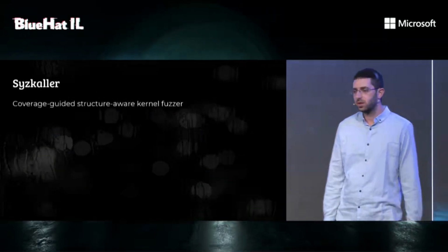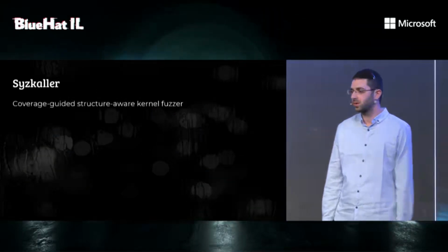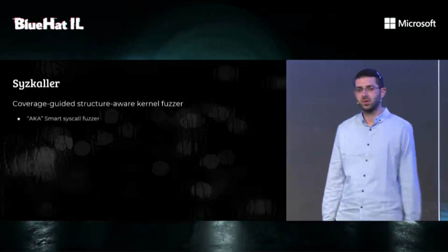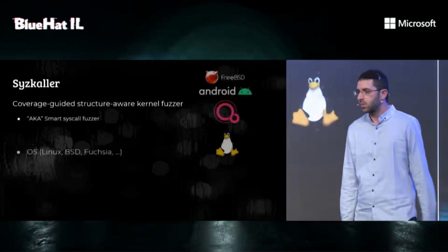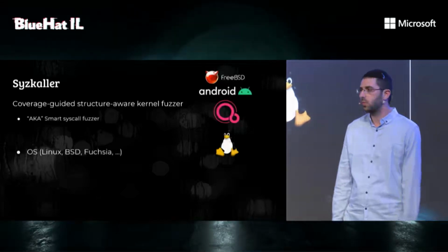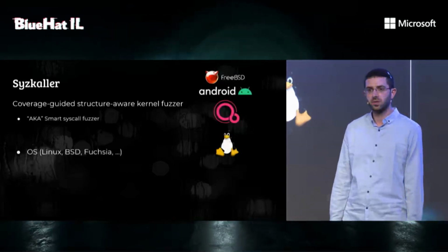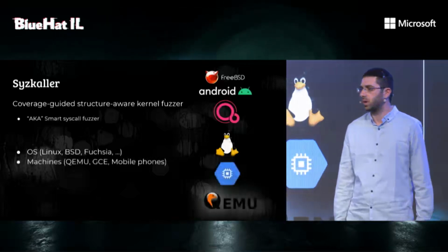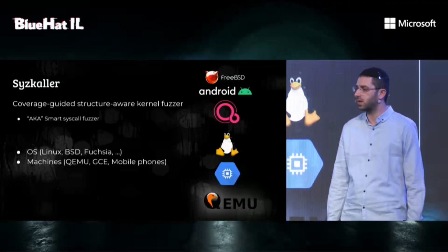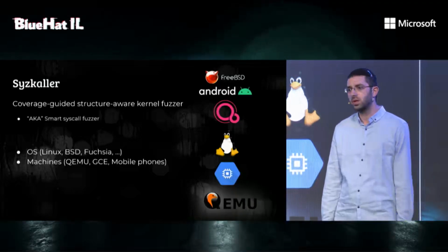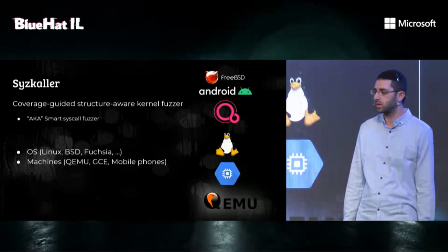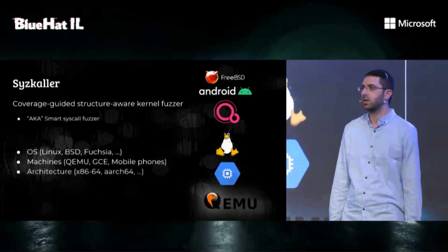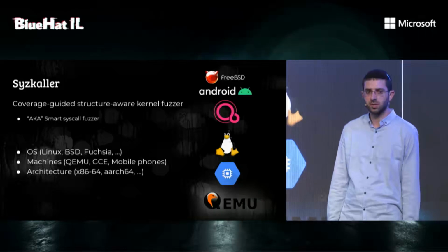Syzkaller is a coverage-guided structure-aware kernel fuzzer. Try saying this five times in a row. It's also known as a smart syscall fuzzer. It supports multiple operating systems such as Linux, FreeBSD, Fuchsia, Android, and others. It supports running on multiple machine types such as QEMU guests, Google Compute Engine instances, mobile phones, and so on. It also supports multiple architectures like x86-64, 64-bit ARM, and others.